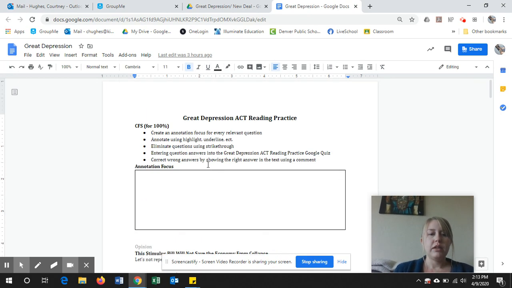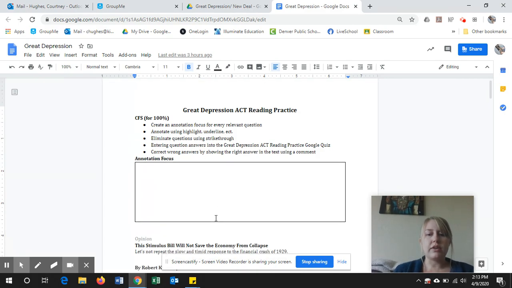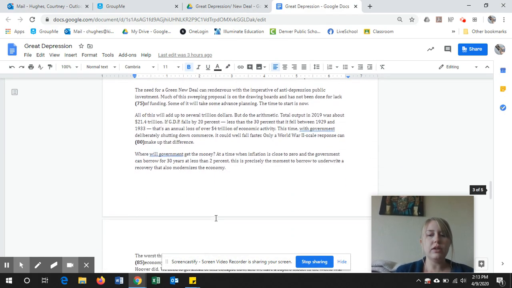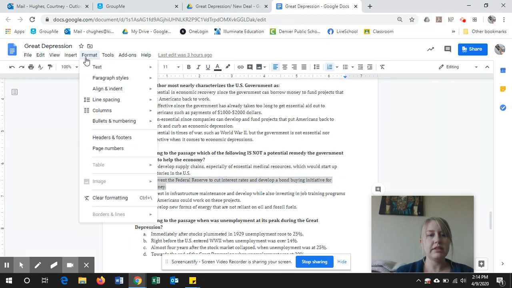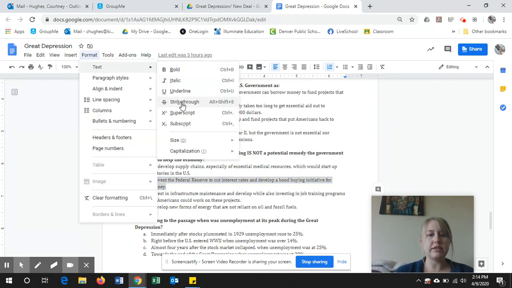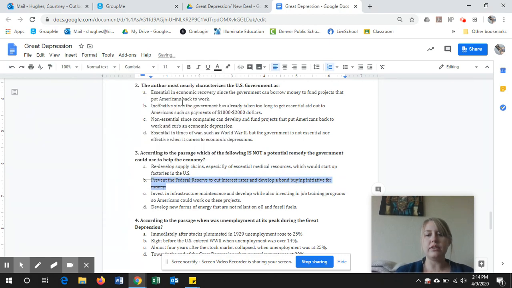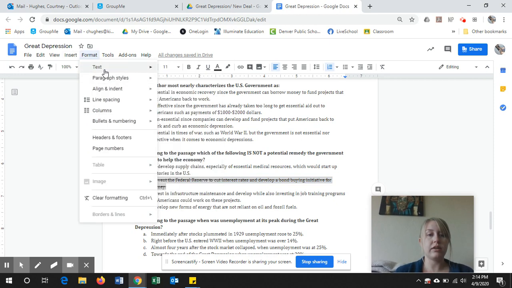Eliminate questions using strike through. I'm going to show you how to do that. Let's say I want to eliminate this question. I go to Format, Text, and it says strike through, and it'll take it off. I want to see what questions you're eliminating, and this will be important when you start getting into the corrections of this. Okay, cool.